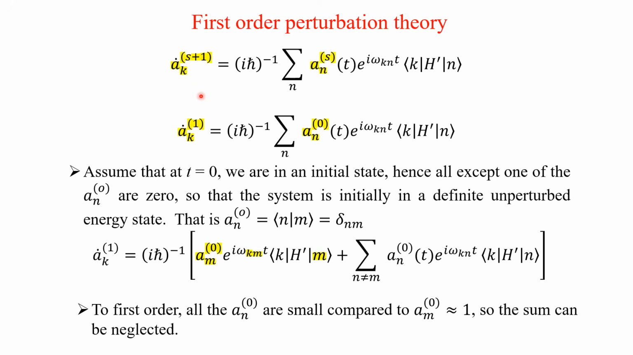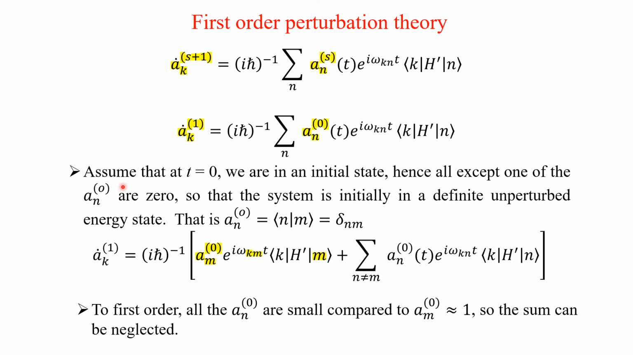So our ultimate aim is we have to find the first order perturbation. So that means we have seen just now that ak dot s plus 1 is equal to this one. For first order, if this s is equal to 0, then ak dot 1 will be equal to I h cross inverse. This s is 0, so this will become an 0, which is a function of t, e power I omega kn t, and this k h prime n.